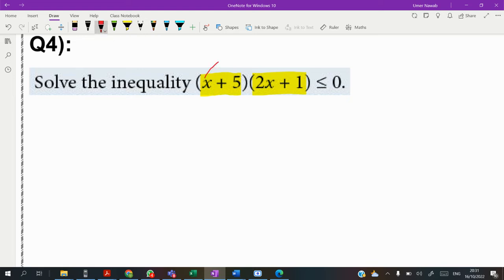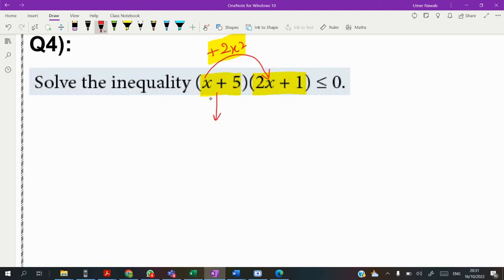Imagine x multiplied with 2x gives you 2x squared. So you say, Mr. Omar, since the x squared has a positive sign, we are very happy that this inequality we can easily solve. How can we solve it? What is the critical value we are going to get out of this?